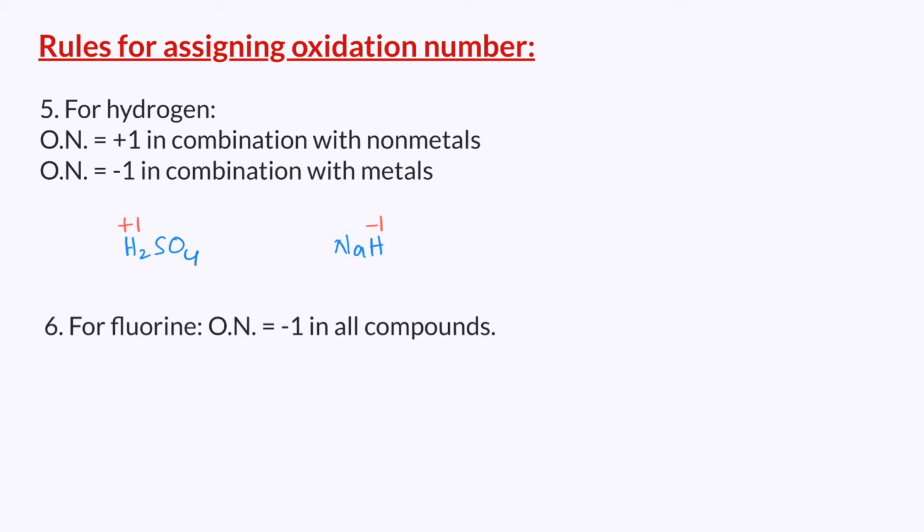Since fluorine is the most electronegative element in the periodic table, it is always considered as a non-metal in the given compound. And therefore, we give a -1 charge or oxidation number. Example, sodium fluoride NaF, oxidation number of fluorine is -1.